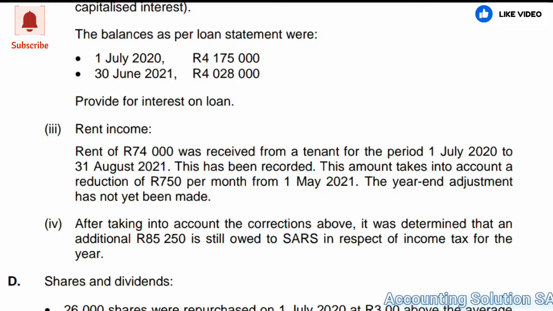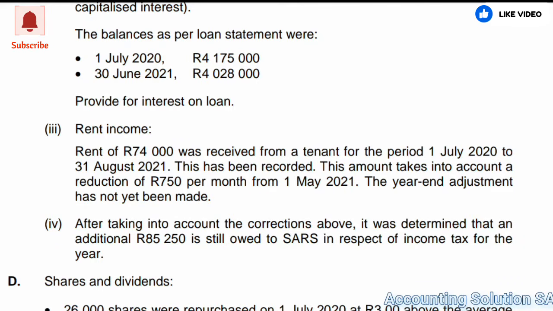Okay, then they said this amount takes into account a reduction of 750,000 per month from 1 May 2021. Okay, in other words, they say the rent has changed during the year on 1 May 2021. Which means that from that 74,000, there are other months that the rent was different by 750,000. Okay, guys, it's very simple to deal with this transaction. Make sure that you follow what I'm going to say. Okay, firstly, let's take how many months of increment. It's May until 31 August, which means May, June, July, August. It's 4 months, guys. It's 4 months, which means that we have to say the amount of 750 multiplied by 4 months.